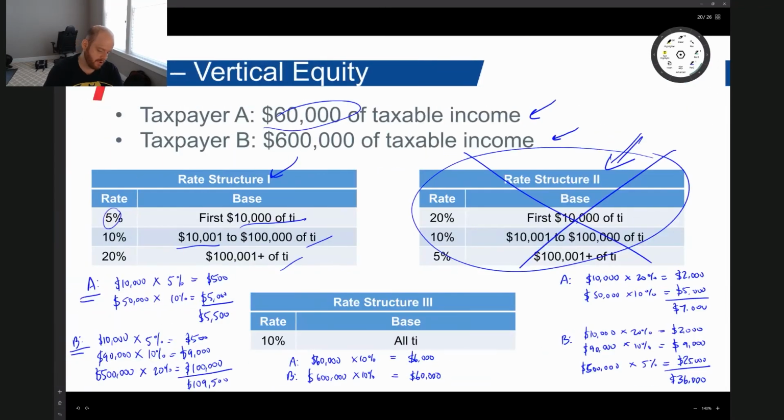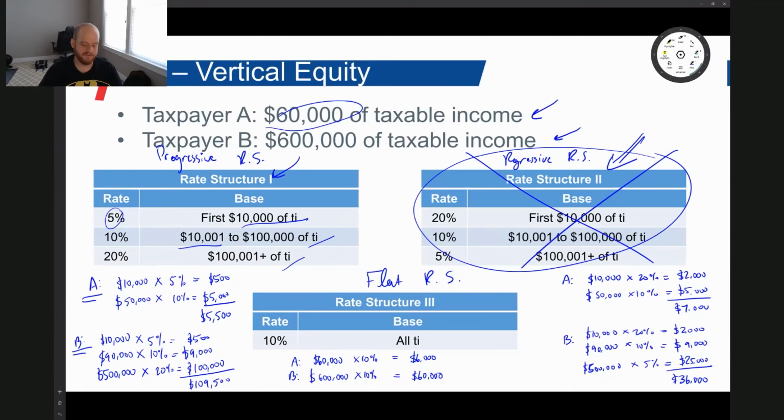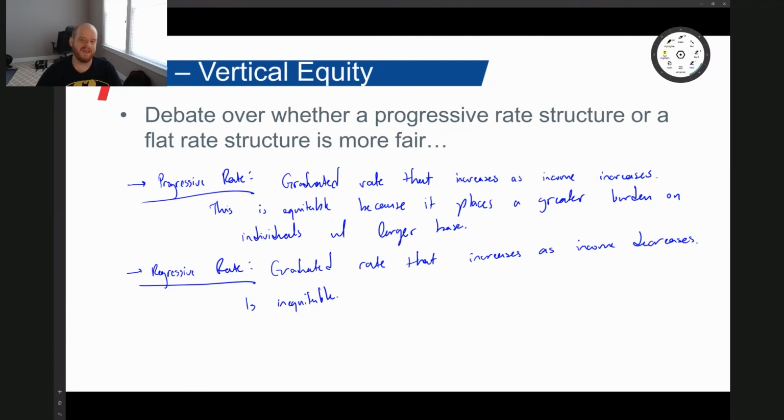So we have a progressive rate structure that is equitable because it's placing more burden on those that are earning more. We have a regressive rate structure that is inequitable because even though those who earn more are paying more, so at face value it seems equitable, when you dig down into it, you realize that there's a greater burden placed on those that are earning less. So it's the opposite of actual vertical equity. And then we have a flat rate structure where the same rate is applied to all tax bases, right? So everyone is paying the same amount.